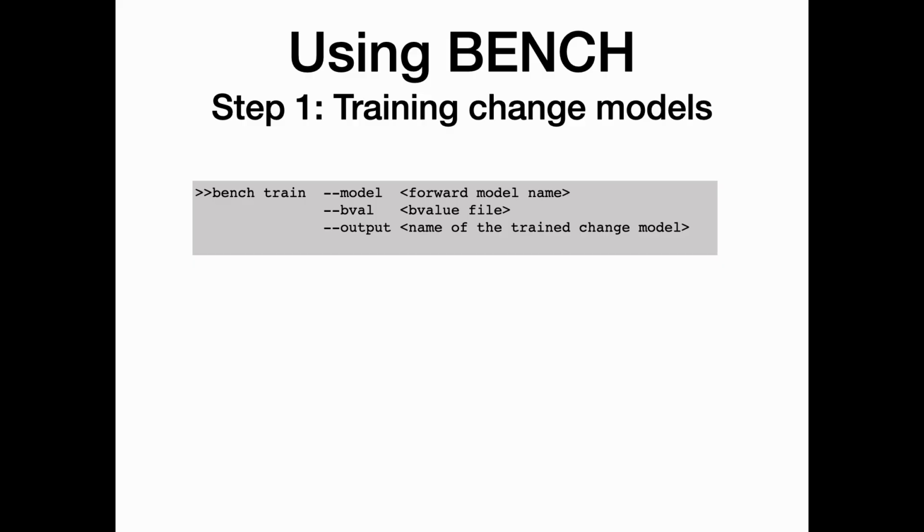The first step is training. This is done with the subcommand bench train. You specify the forward model, for example, the standard model that is implemented in the library, then provide the corresponding acquisition parameters such as b-values, and then set the name for the output, where the trained change model will be stored with all its weights. This step only needs to be run once for each forward model and acquisition scheme, and the resulting trained model can be reused in later analysis. Training change models may take up to a few hours depending on the number of samples for training and the model.